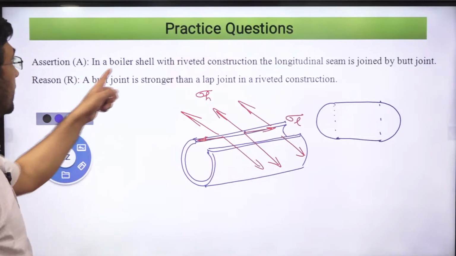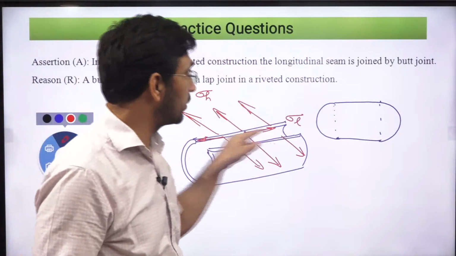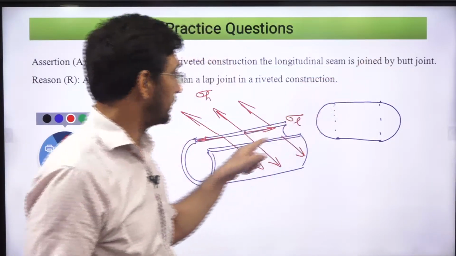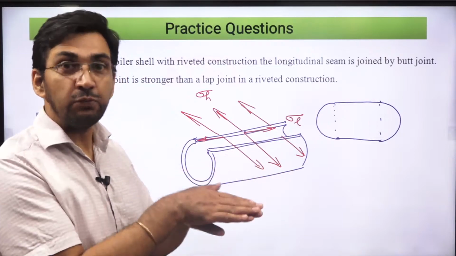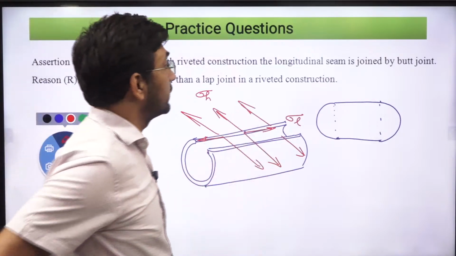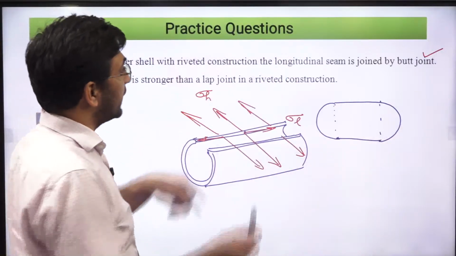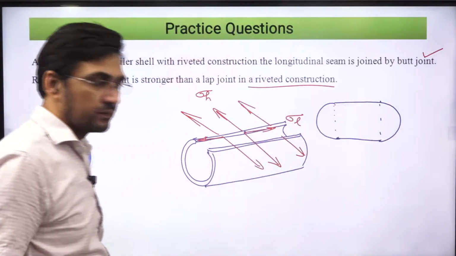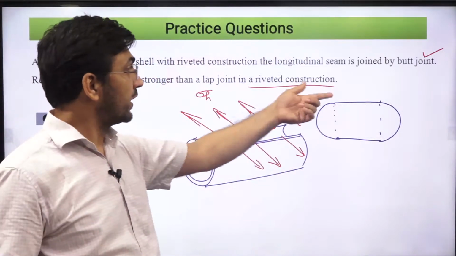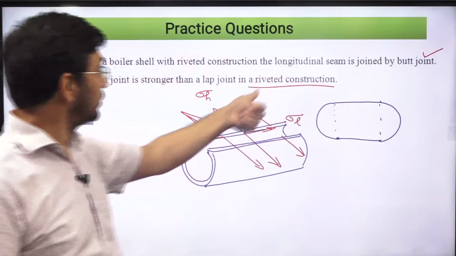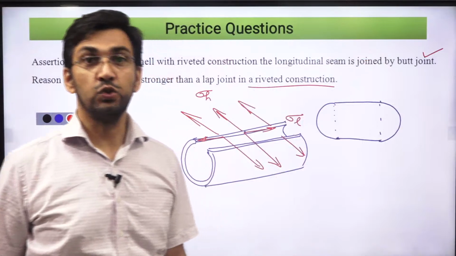That is why. In a boiler shell with riveted construction, the longitudinal seam, हम इसकी बात करें longitudinal seam मतलब longitudinal joint is joined by butt joint. ये statement correct है. Why? क्यों करोगे आप? Butt joint preference is because it is stronger than the lap joint. So this statement is correct. Let's go to the next one. A butt joint is stronger than a lap joint in a riveted construction. So since butt joint is stronger than lap joint in riveted construction, that is why we are using the butt joint in boiler shell for the longitudinal joint.